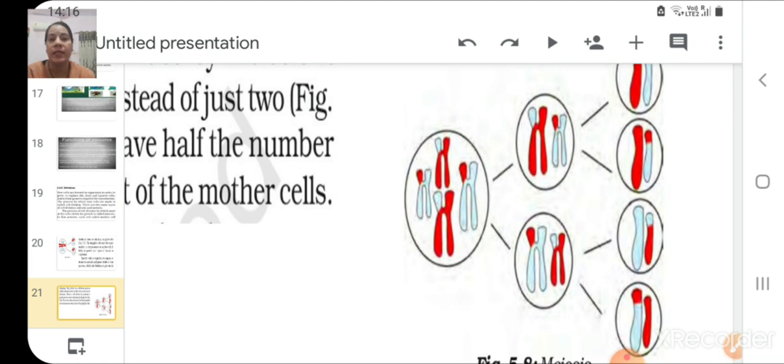So this is the basic difference between mitosis and meiosis, that two daughter nuclei or daughter cells are formed by mitosis and four are formed by meiosis. Mitosis occurs in somatic cells or the plant cells which are not related to the reproductive system, whereas meiosis occurs in the cells which are related to the reproductive system, or in germ cells.